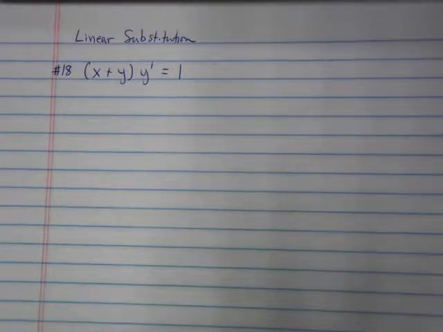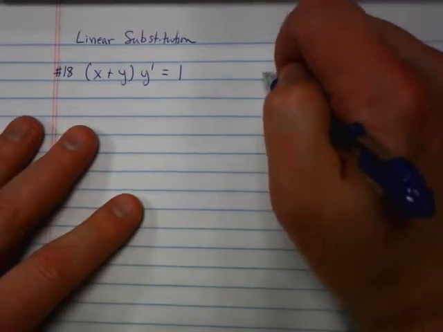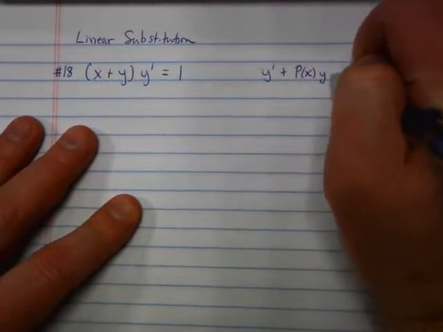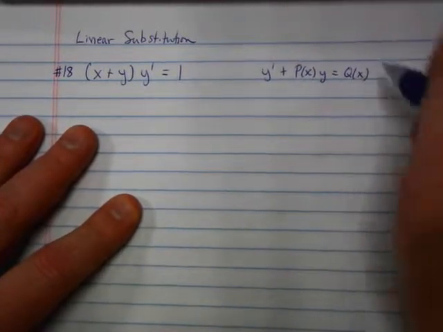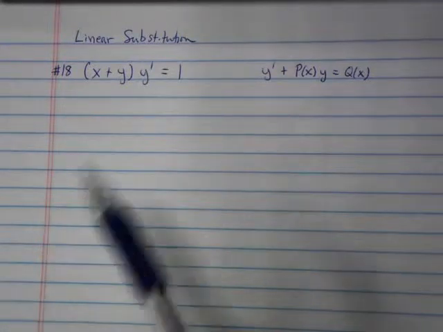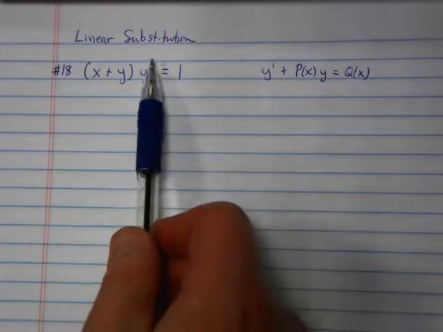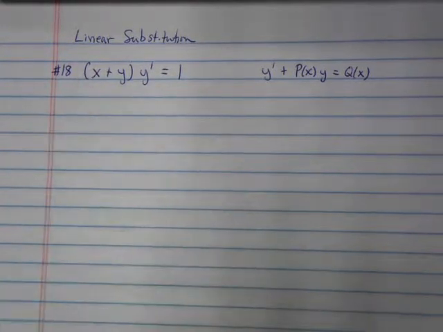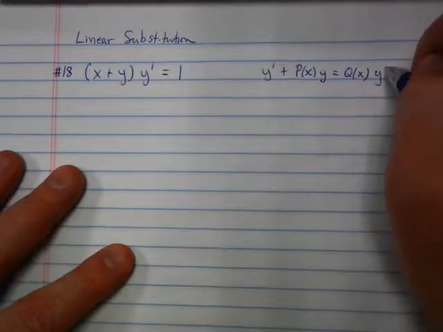Is it linear? Well, to be linear, you have to be able to write it as y prime plus p of x times y equals q of x. So is it linear? Gotta use Bernoulli, right? Or no? It's a linear substitution. But it's not linear, because to get the y prime all by itself, I'm going to have to divide by this x plus y.